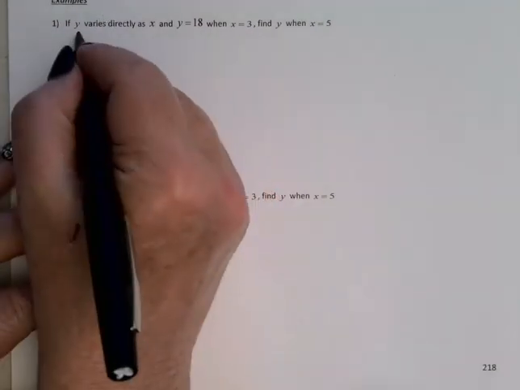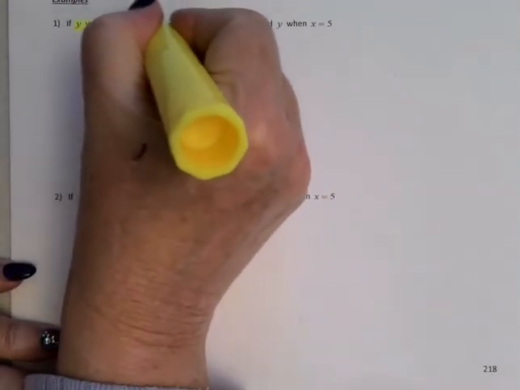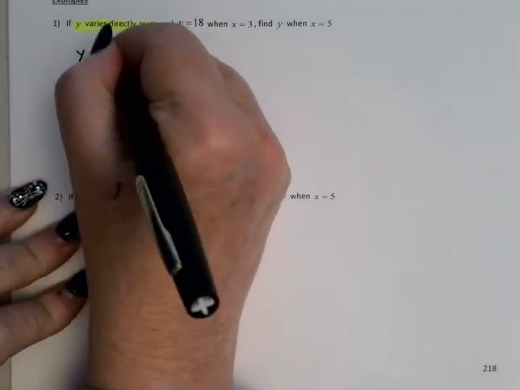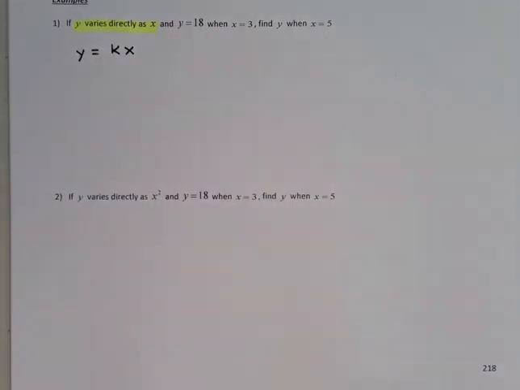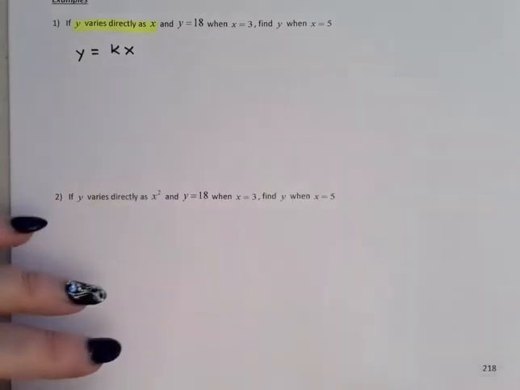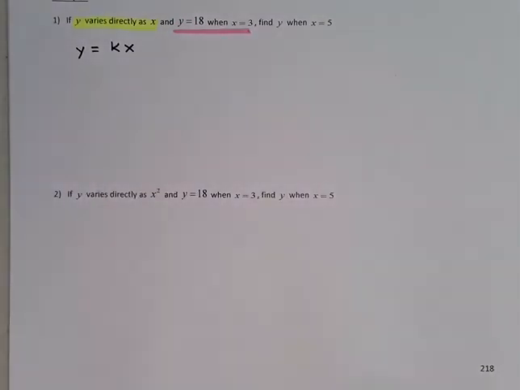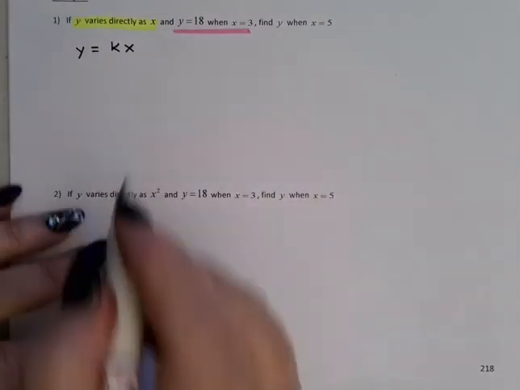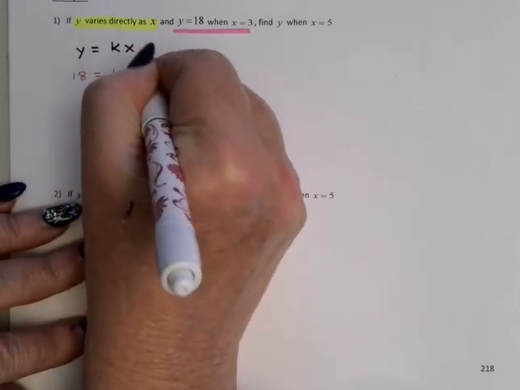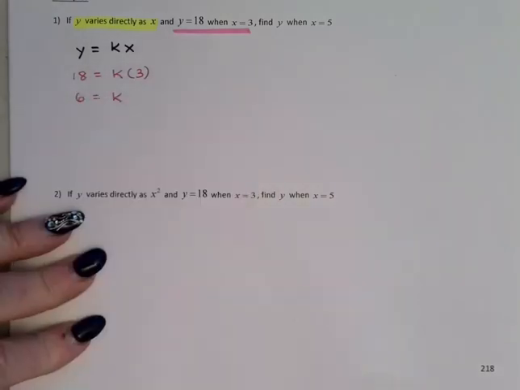In example 1, y varies directly as x. As soon as I see that, I'm going to write my variation equation. The direct variation equation, y equals k times x. All right, next they tell me that y equals 18 when x equals 3. This is the information that I'm going to use to find k. I'll just substitute it in. Y is 18 when x is 3. And dividing by the 3 tells me that k is equal to 6.